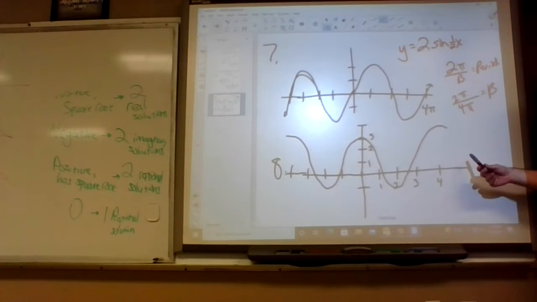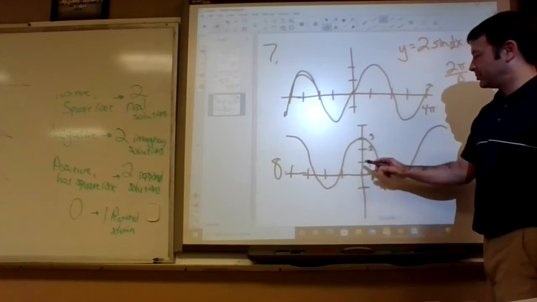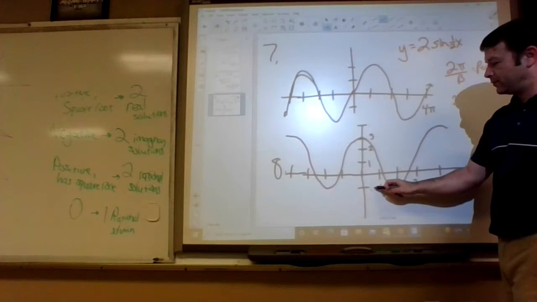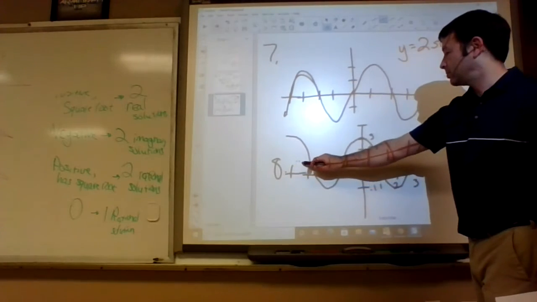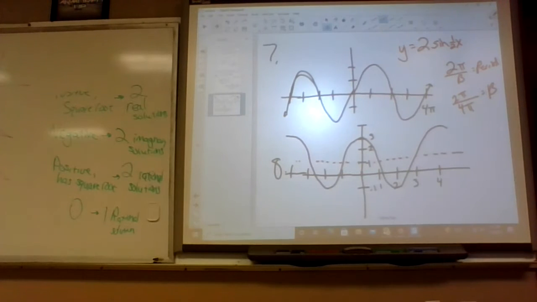Number 8. What's different about number 8? The graph isn't symmetrical, it's cosine, and the period is different. The middle moved up. It goes up to 3 and down to -1, so the middle moved up 1. So there's a +1 on that.